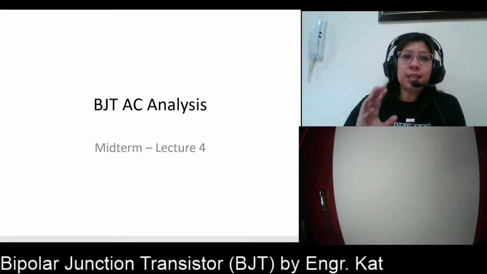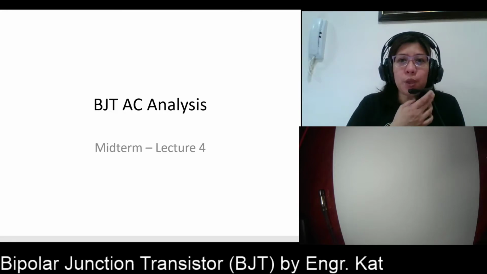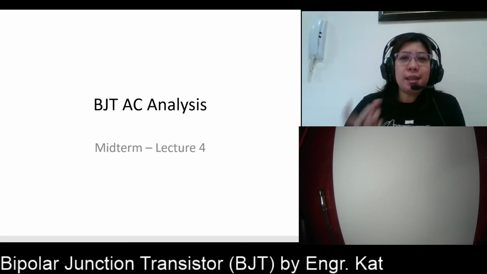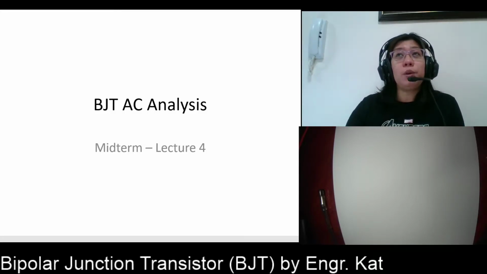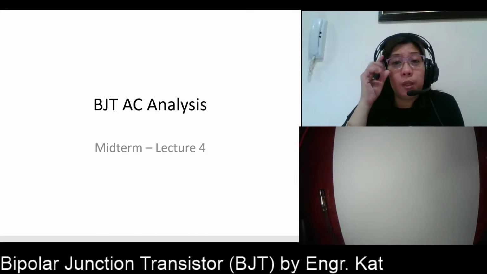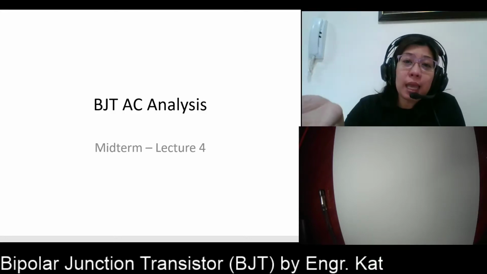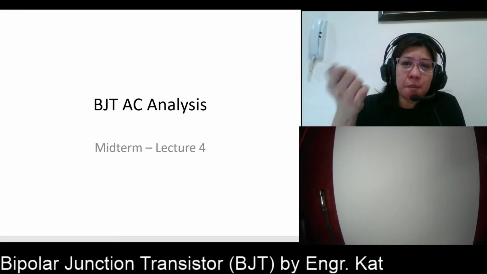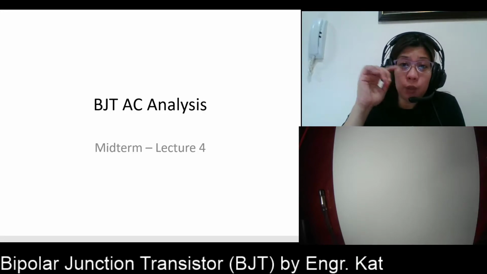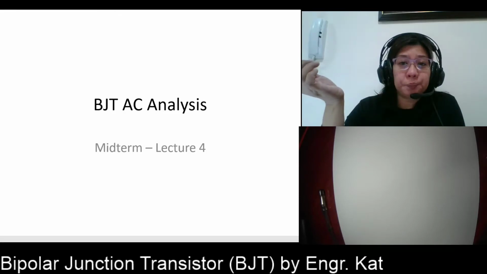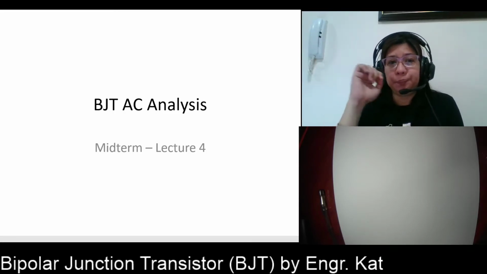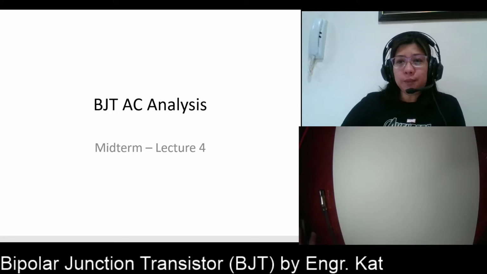So in AC analysis, however, we are going to analyze your circuit by using your AC signal only. So in this case, what are we going to eliminate? We are going to assume that your capacitors are already turned on while your DC sources must be removed. So how do you remove, or kill, your DC source? We usually short it.